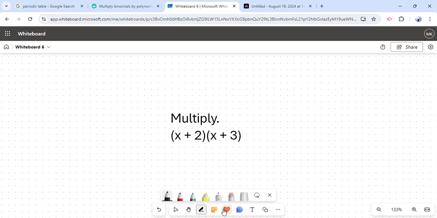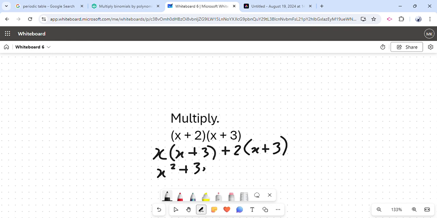You can break apart x plus 2 into x and 2, and then multiply each part by x plus 3. So you can do x times x plus 3 plus 2 times x plus 3. And then you can just multiply, and that gives you x squared plus 3x plus 2x plus 6. And then you can simplify, and that gives you x squared plus 5x plus 6 as your final answer.